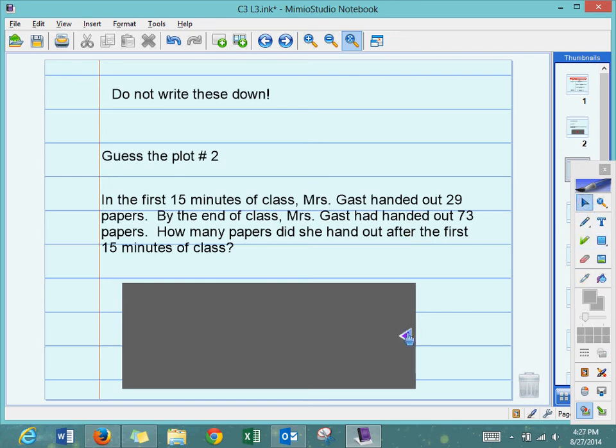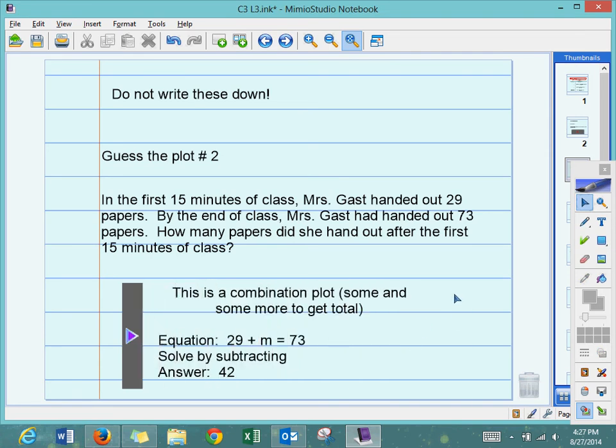Okay, this should be a combining plot. I have some, and then I had some more, and then I had a total, but we're looking for this missing addend here. So we have 29, the amount I had, plus the amount that I had added to it to get the total, and I would solve by subtracting, and my answer is 42.